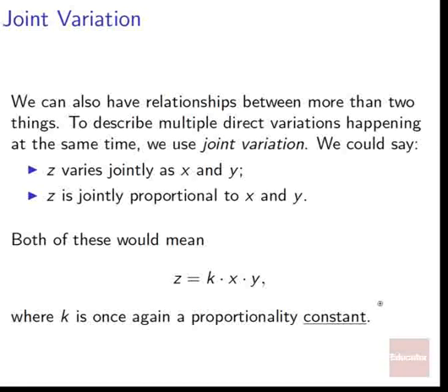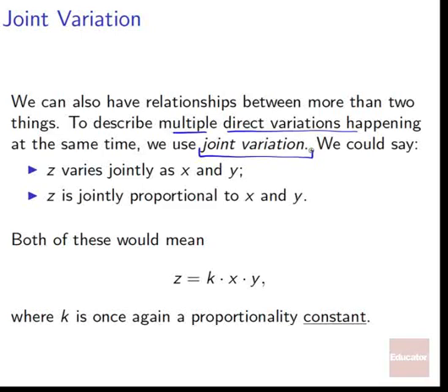Okay. Joint variation. If we want, we could have multiple direct variations going on at the same time. If we want to do this, we use the term joint variation. So we could say z varies jointly as x and y, which says z has a direct variation with x and a direct variation with y.